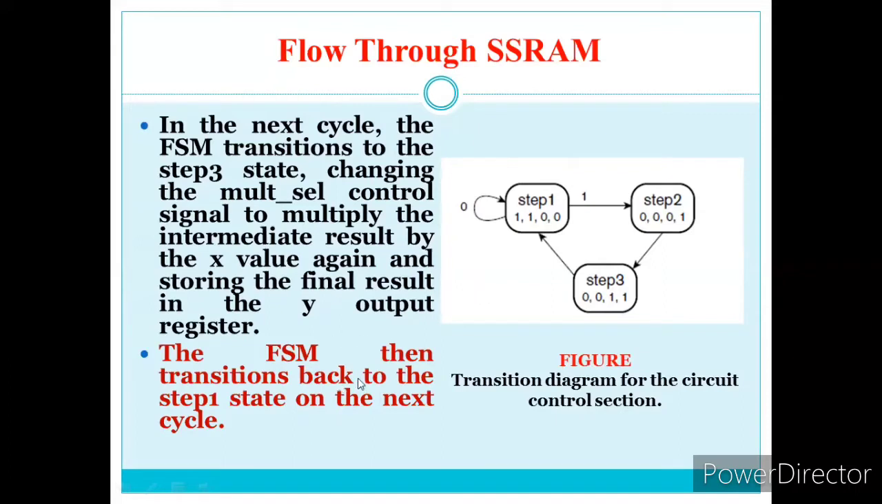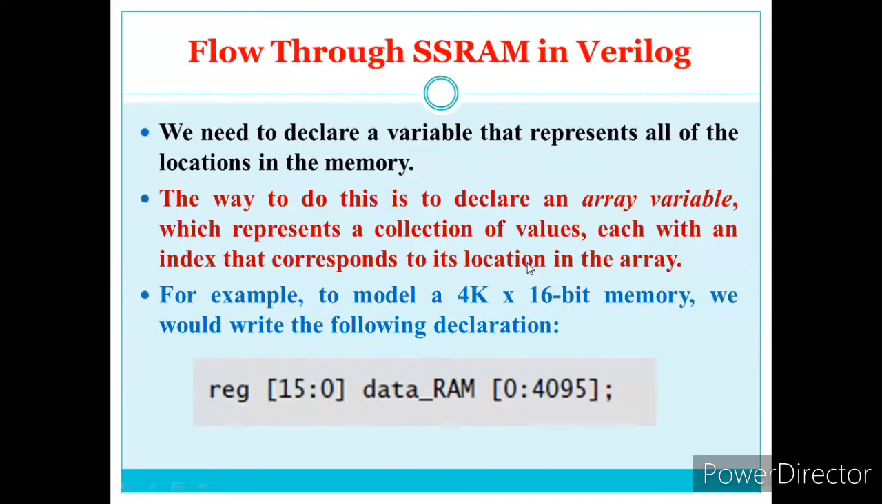So the FSM then transitions back to step 1 on the next cycle. It goes back to step 1 because the entire operation has been completed, and again it has to go to step 1 if the next data comes. Okay, so this is the control design for the flow through SSRAM.